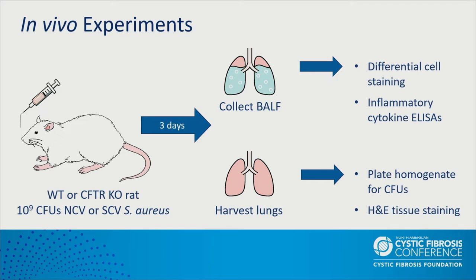At the end of 3 days, we did 2 things. The first, we collected the bronchial alveolar lavage fluid from these animals, and we used this to assess the cell populations within the lung, both by differential cell staining, and then we also evaluated the inflammatory cytokines that were present in the lung via ELISA of this BALF. Additionally, we harvested the lung tissue from these animals, and we used it to determine the amount of bacteria that were present in the lung via colony-forming units. And we also stained this tissue with hematoxylin and eosin to evaluate any inflammation that may be occurring.